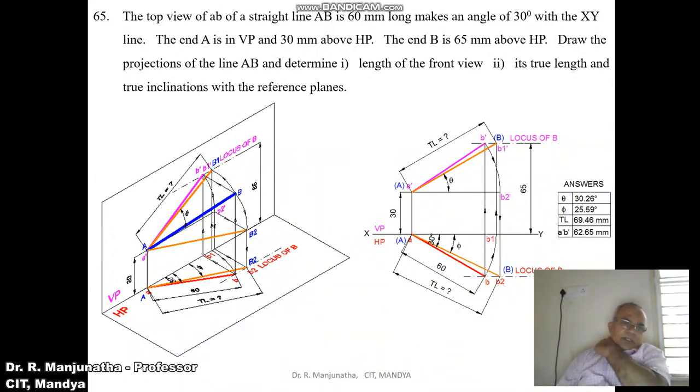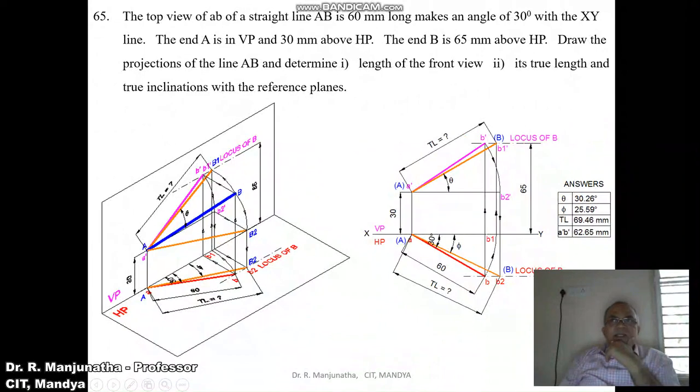Now we need to find the true length in the vertical plane. To find the true length, A is in VP, so B should also be on VP. So with A as center, taking the radius AB, you rotate it and make it parallel to VP. That means B1 is also on VP now. So you get A dash B1 dash, the line which is the true length line. In the top view, we can see that AB is the line being rotated and made parallel to VP, so you are getting the true length in the vertical plane.